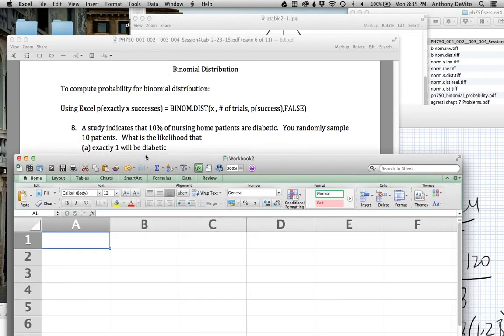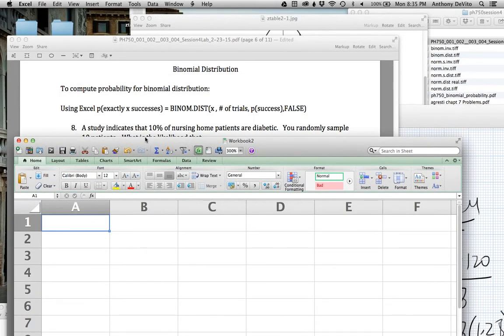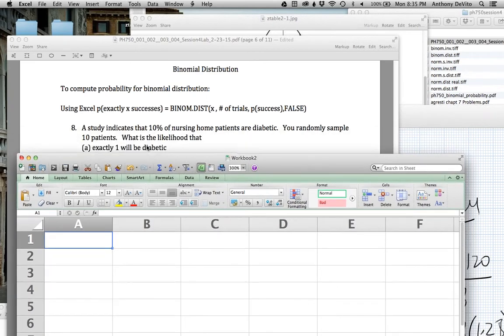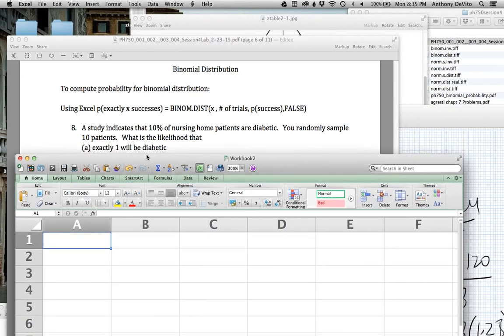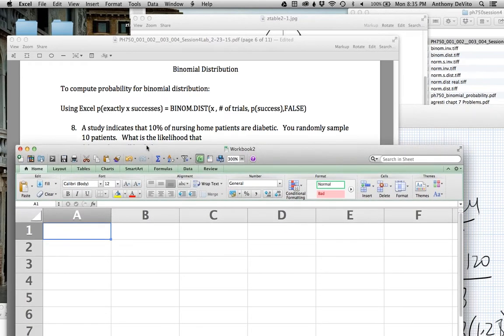That problem asks us, a study indicates that 10% of nursing home patients are diabetic. You randomly select 10 patients. What's the likelihood, and I'm going to ask you just theoretically, what's the likelihood 10% of patients are diabetic? Probability of any individual patient being diabetic is 10%, right? 10% of the people are diabetic. You randomly select people without looking, and chances are 1 in 10 that person is going to be diabetic.